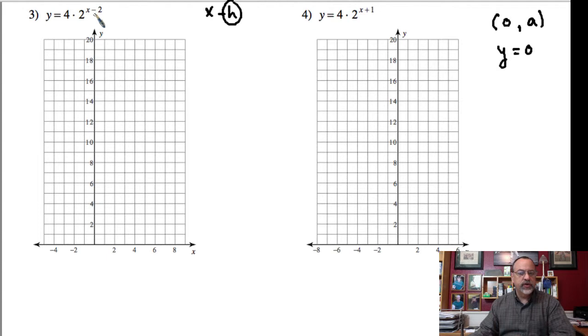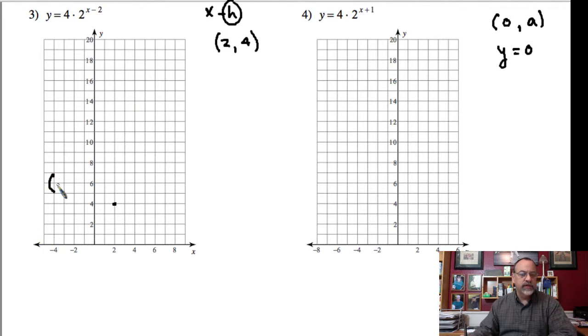So this is a positive 2, so I'm going to add that to the x coordinate of the point (0, a). So 0 plus 2 gives me a 2. The a value is a 4, so I have a point plotted at (2, 4). So I can go ahead and plot that. I see that the base 2 is larger than 1, so this is going to be a growth, so I know that the function is going to grow as it goes this way.